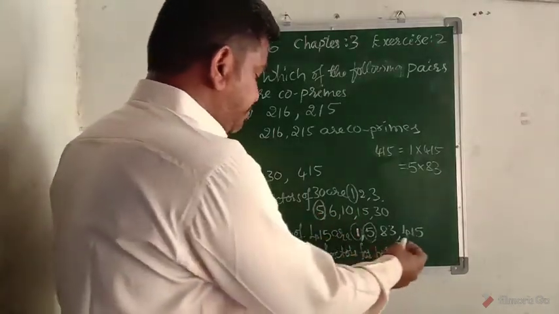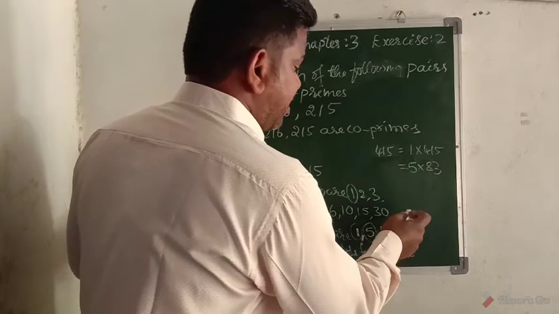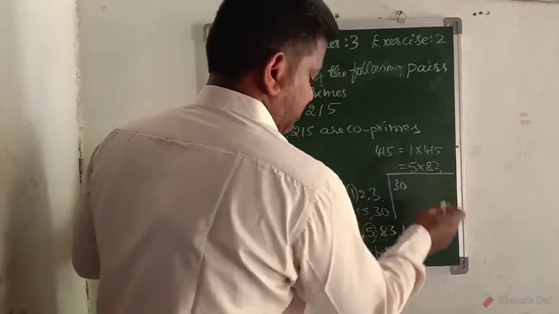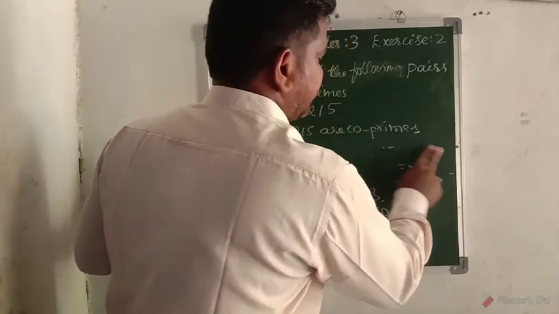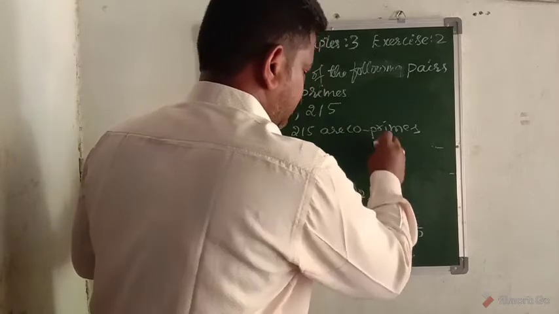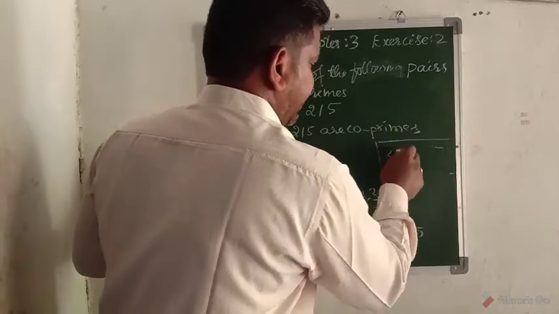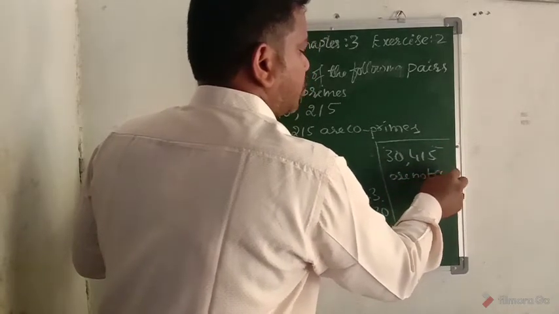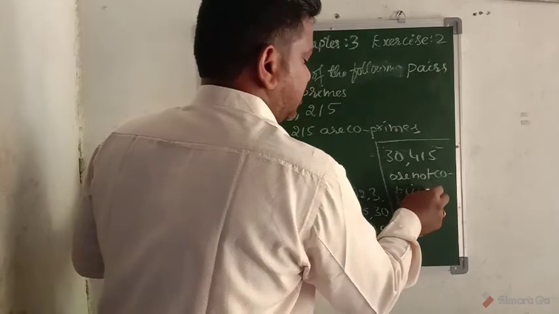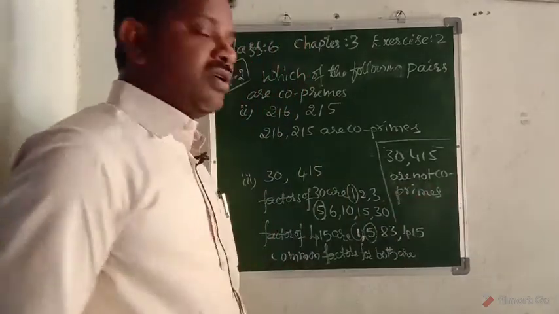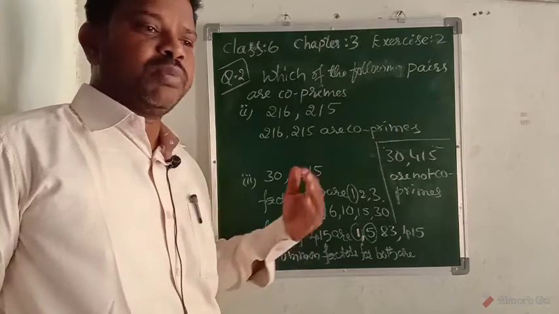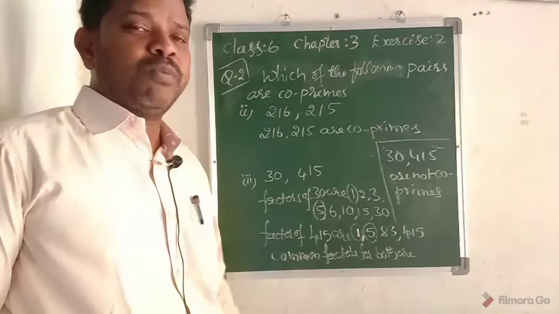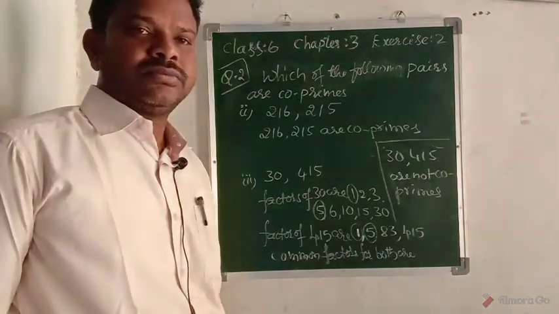That's why 30 and 415 are not coprimes. So this is the way of finding coprimes, and by using this knowledge we can complete the remaining problems in question number 2.